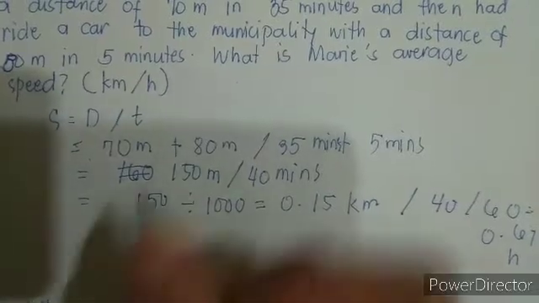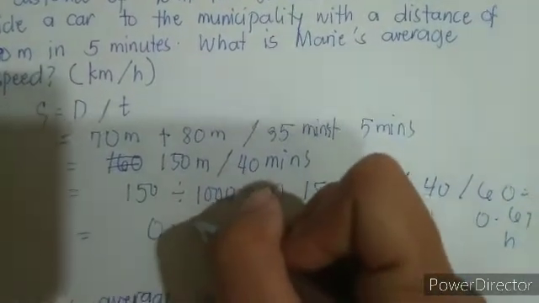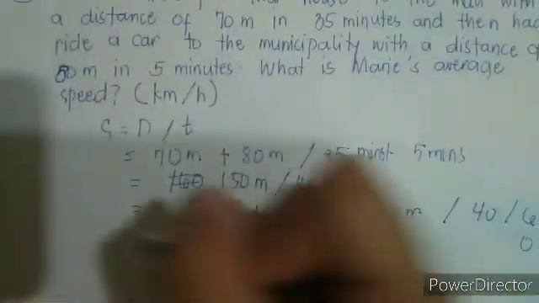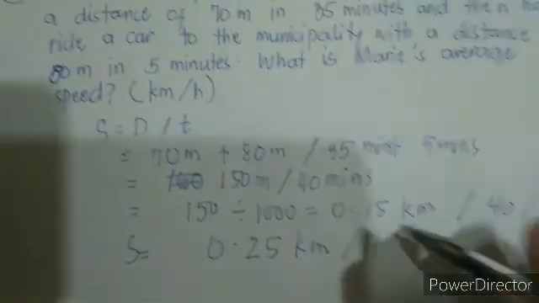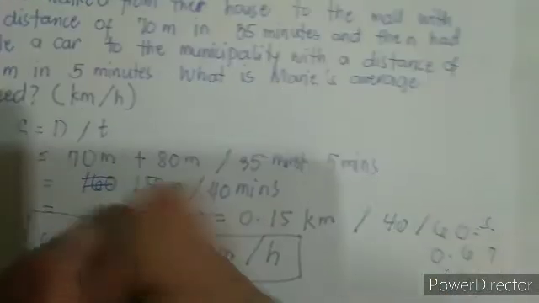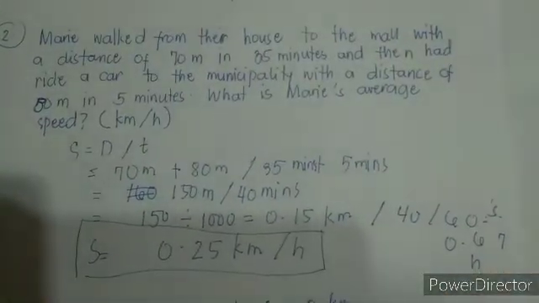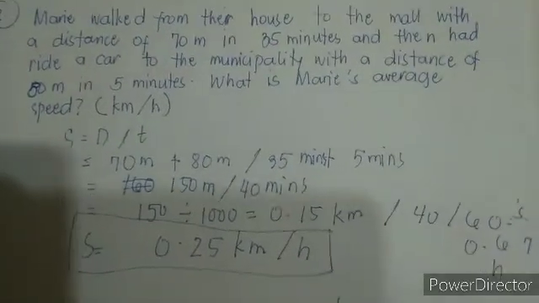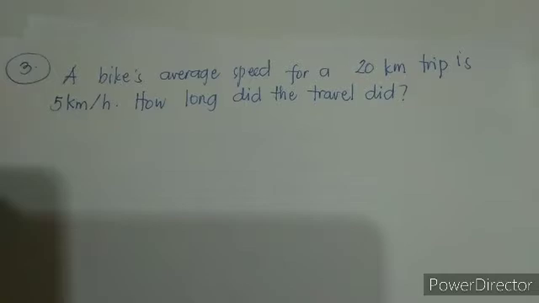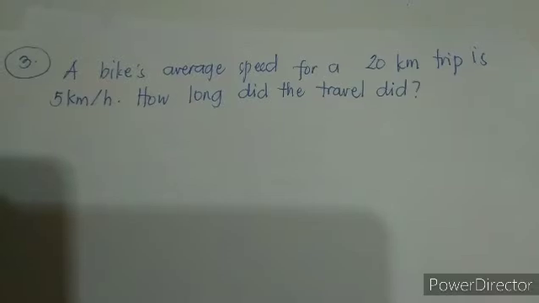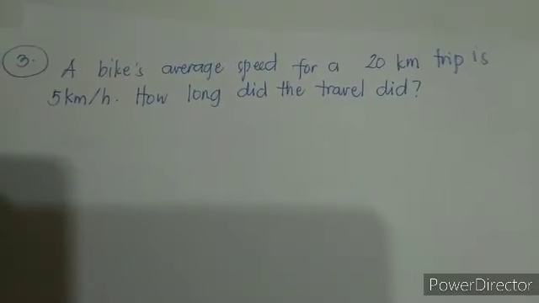That equals 0.25 kilometers per hour. So that is our speed. So Marie's average speed is 0.25 kilometers per hour. Lastly, for speed: a bike's average speed for a 20 kilometers trip is 5 kilometers per hour. So how long did the travel take?